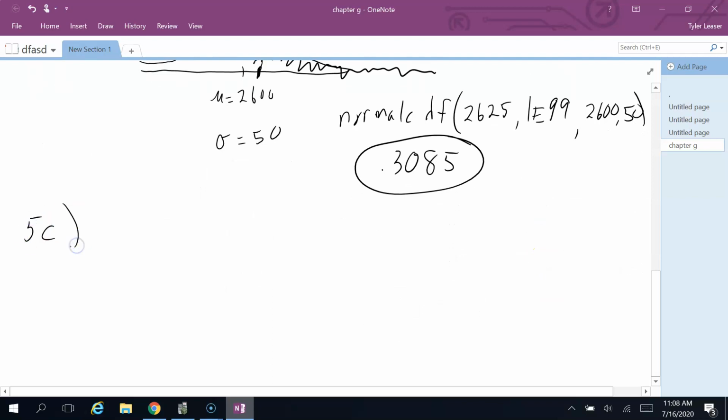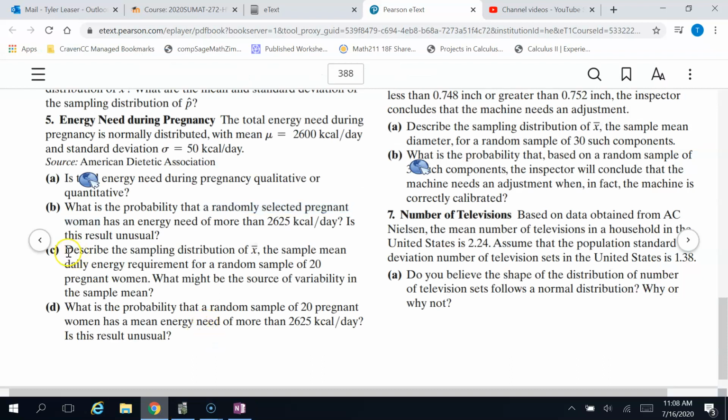Okay, let's move on to 5C. 5C is where we're going to start looking at sample stuff. So let's go back over to the book. C. Describe the sampling distribution of X bar, the sample mean daily energy requirement for a random sample of 20 pregnant women. What might be the source of variability in the sample mean? Okay, so we can ignore this second part. That was a section that we didn't cover, but we do need to worry about this first sentence here.